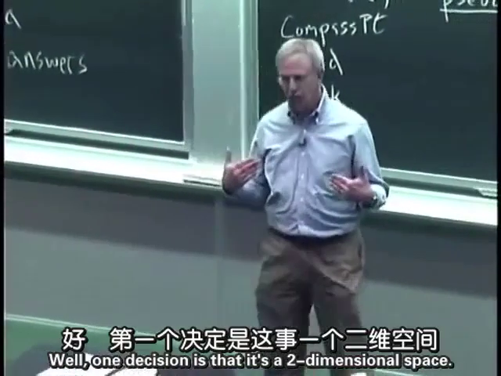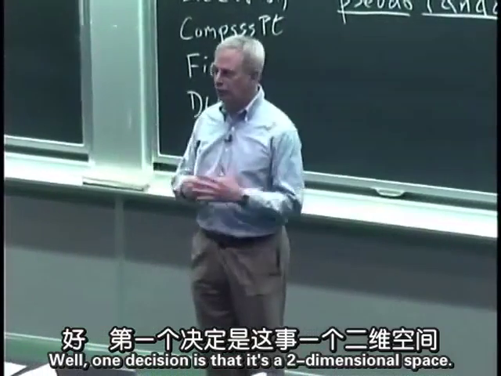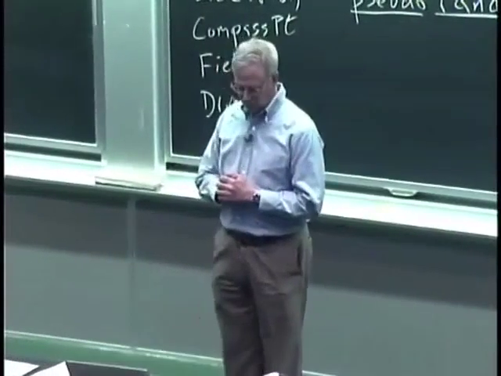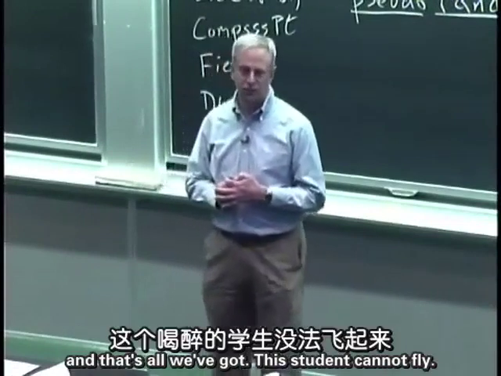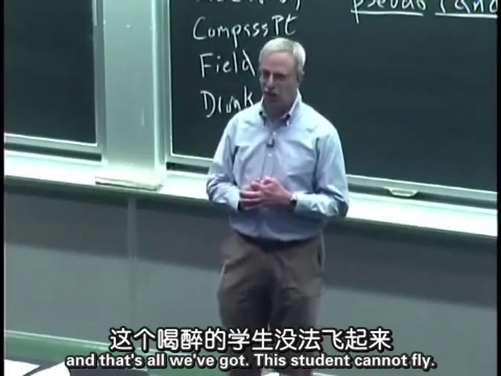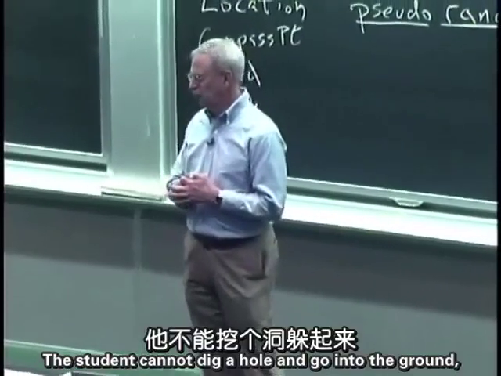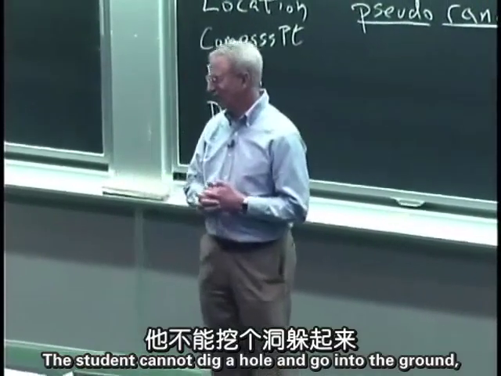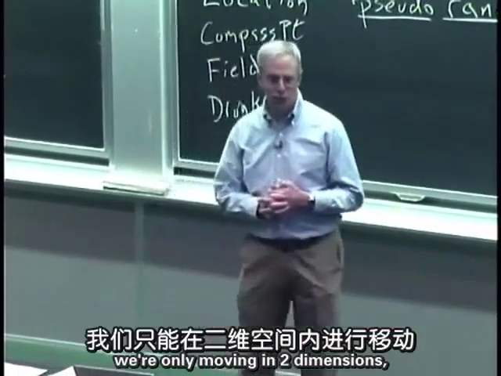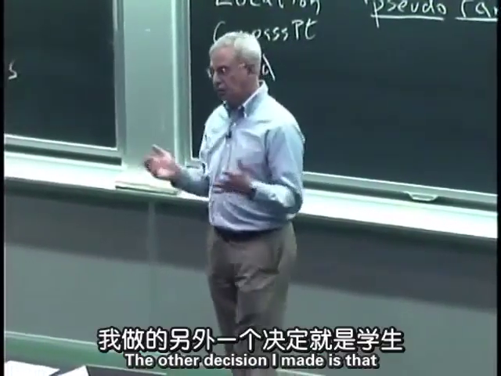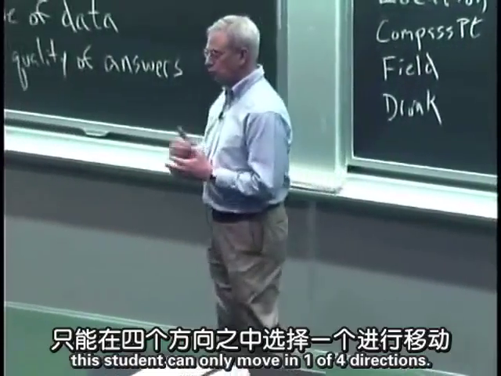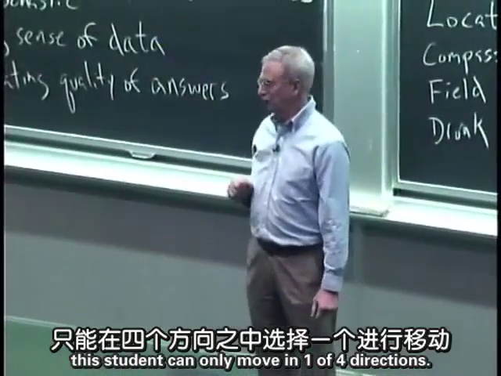Well, one decision is that it's a two-dimensional space. I've basically said we've got X and Y, and that's all we've got. This student cannot fly. The student cannot dig a hole and go into the ground. We're only moving in two dimensions. So that's fixed. The other decision I've made is that this student can only move in one of four directions.